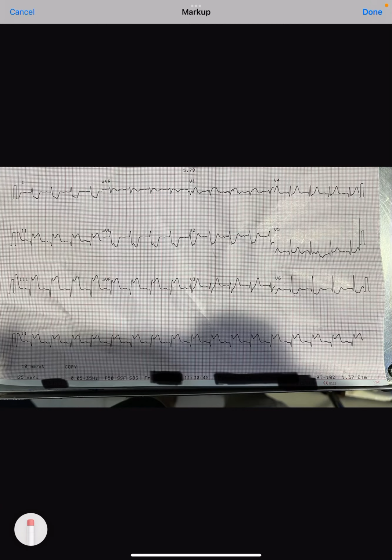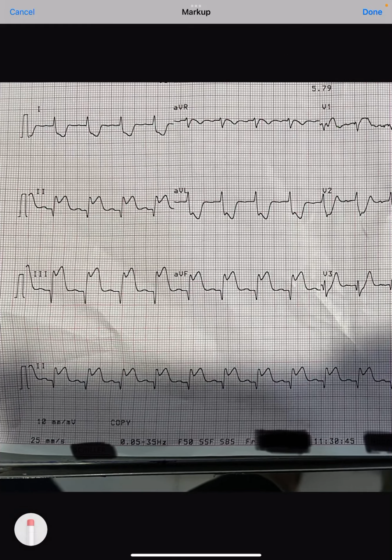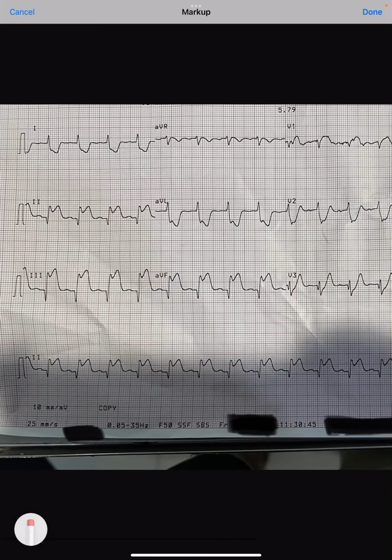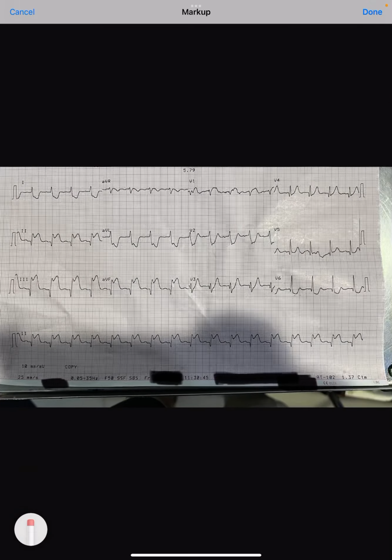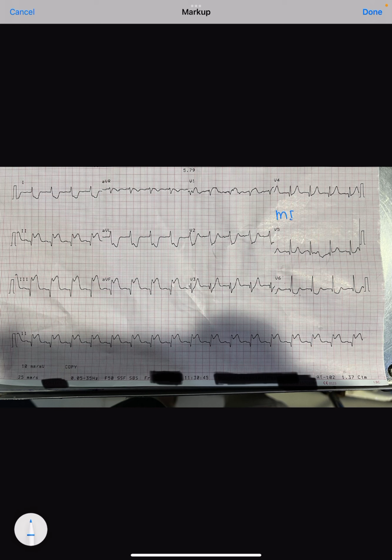This is a very interesting ECG which shows very classical findings of inferior wall MI. We need to remember one thing: whenever we call it MI, the ECG changes must be present in at least two consecutive leads. So two consecutive leads must show changes.